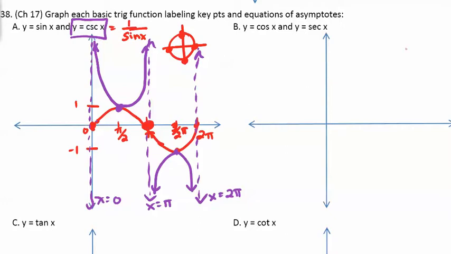All right, our cosine graph, let's think of the unit circle again. So I'm looking here, at 0, cosine is 1. At pi over 2, cosine is 0. At pi, cosine is -1. And at 3/2 pi, cosine is back to 0.